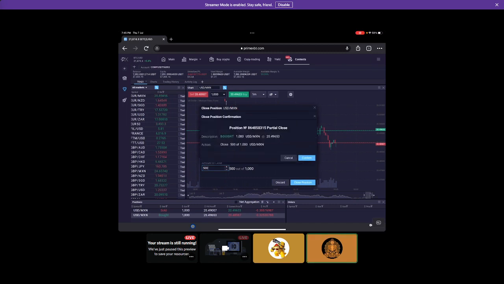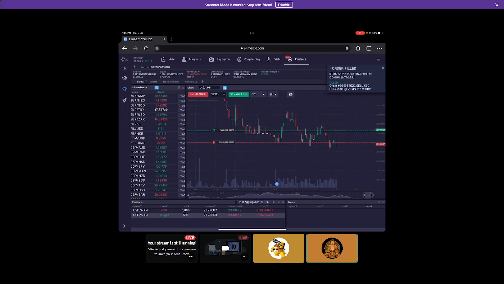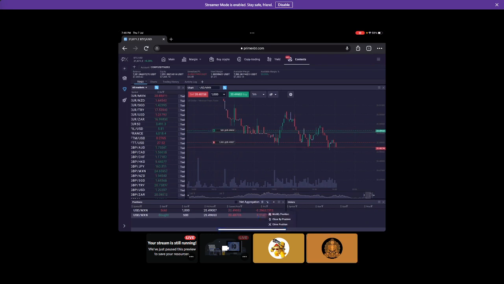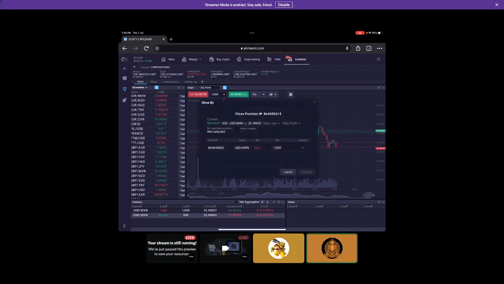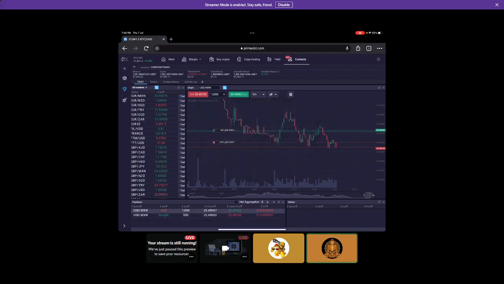And then when you're ready, you can close that position, close 500 of 1,000 USD MXN at that price point. You confirm. You can see just there my long has dropped down by half of what it was. And then you've got the option to close by position. You don't need to worry about this actually. You can leave that. The only two you need to worry about are the modify position and the close position. So we'll go ahead and close both of these positions.